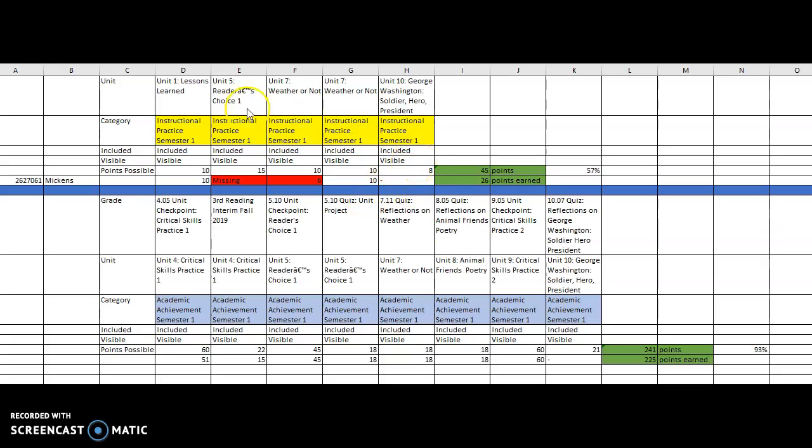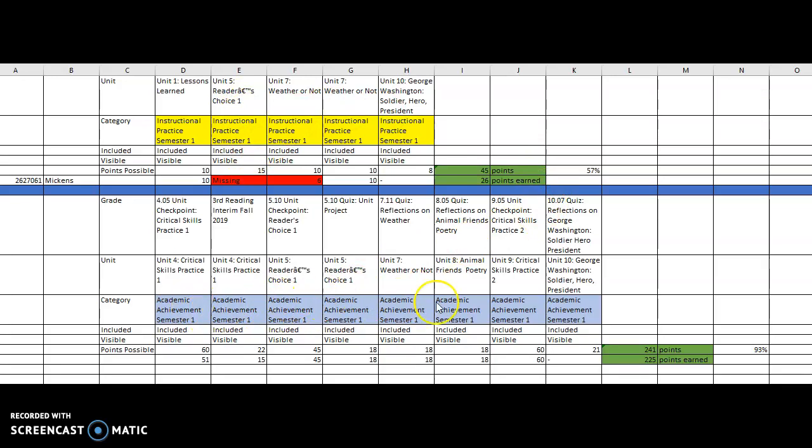So when you look at the instructional practice category, this one that's missing and this low grade here are making a huge impact. Not including these 8 points, there are 45 points currently available, and he scored 26. If he just had full credit on this one, then the average for this would move up to like a 90. So it's really important that he turns in this Reader's Choice project to Miss Deegan-Smith so it can get graded.